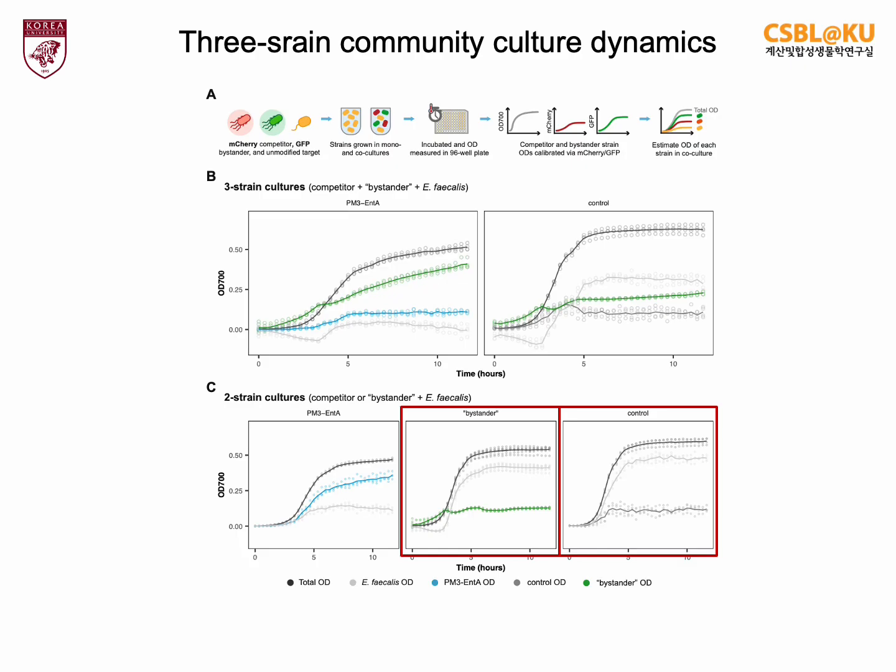In a 2-strain co-culture, Enterococcus faecalis was able to outgrow the bystander strain. This was also the case in the 3-strain co-culture with the control. In contrast, in the 3-strain co-culture with PM3-A, Enterococcus faecalis growth was suppressed and the bystander strain was able to dominate the measured OD. They suggest that the PM3-A strain is able to suppress growth of the target strain, creating a niche that the bystander strain is able to exploit.